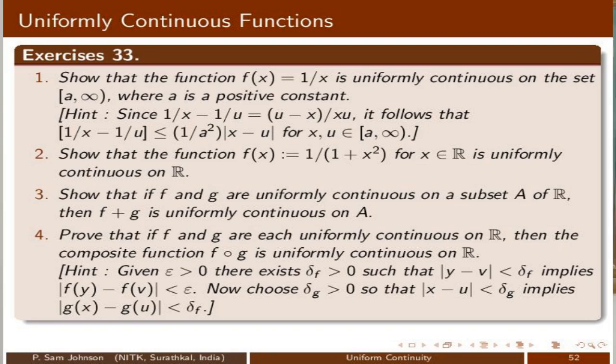And similarly, the sum of two uniformly continuous functions is uniformly continuous, and the composition of uniformly continuous functions is uniformly continuous. But here, for the composition, the two functions are taken to be uniformly continuous on the entire real line. Otherwise, you could have chosen uniform continuity on a set and its image. That is also possible.